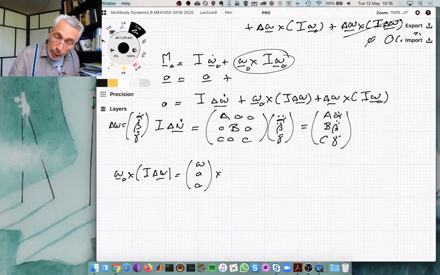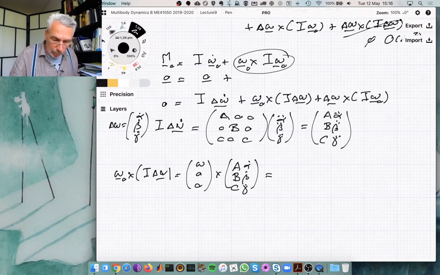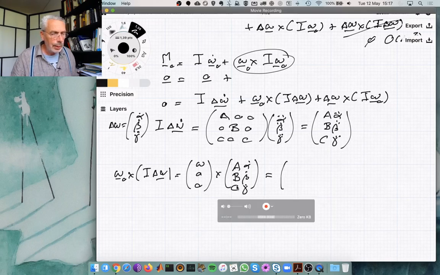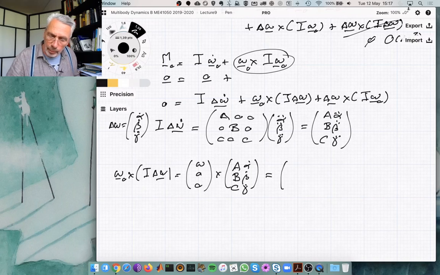So that should be A times alpha dot, B times beta dot, C times gamma dot. And then we have to do the cross product. That is not so. It's this times this minus this times this. And for the rest, it is cyclic. And that's, of course, 0 in this case.